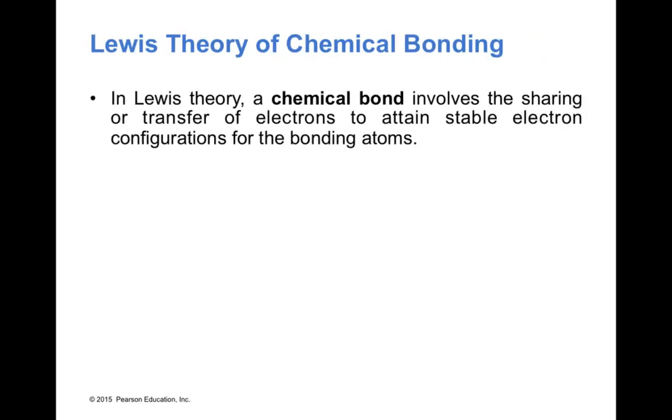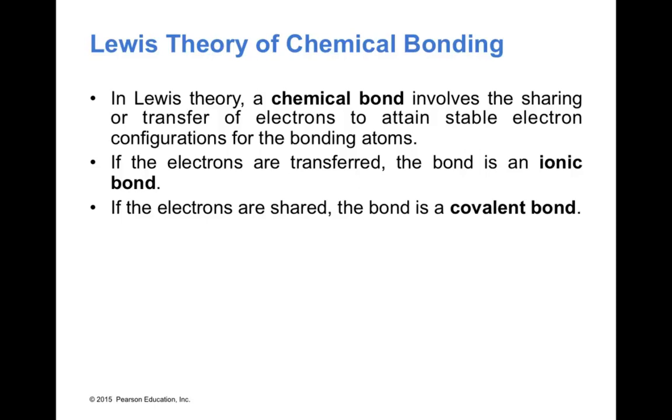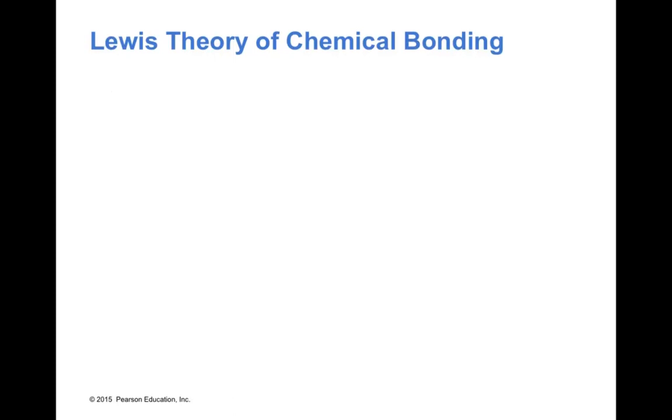So, Lewis' theory of chemical bonding. A chemical bond involves the sharing or transfer of electrons to attain a stable electron configuration for the bonding atoms. So here a chemical bond is going to be formed by sharing electrons or transferring those electrons between those atoms. If the electrons are transferred, the bond is an ionic bond. Whenever you transfer electrons from one element to another, that is going to produce an ionic bond. If electrons are shared, the bond is called a covalent bond. In either case, the bonding atoms attain a stable electron configuration. That means that they're going to have 8 electrons around, creating the octet. So that's really important.